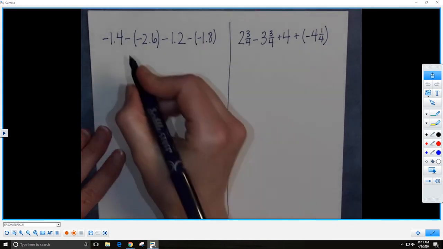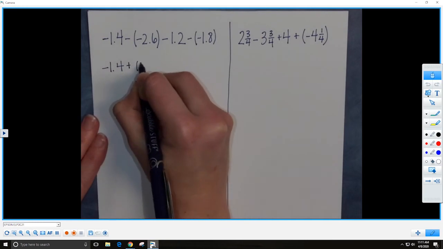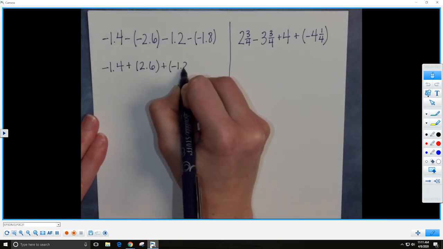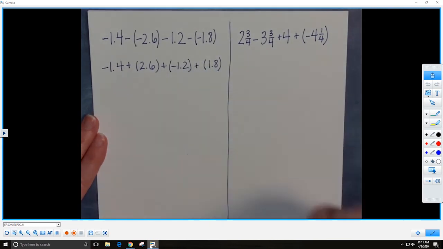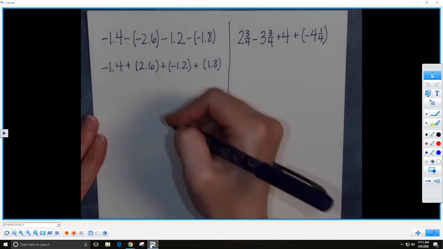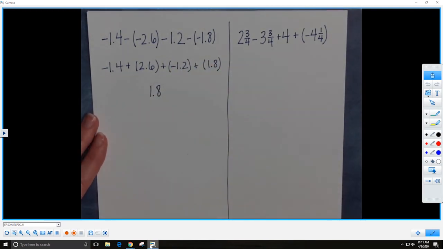Okay, I would have added the opposite here. So adding the opposite, adding the opposite, and adding the opposite. And then once you have this new expression for number 1, did you get that it's going to be positive and that your answer is 1 8/10? Great work.